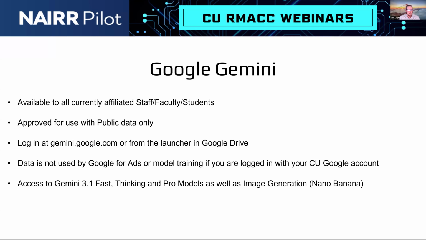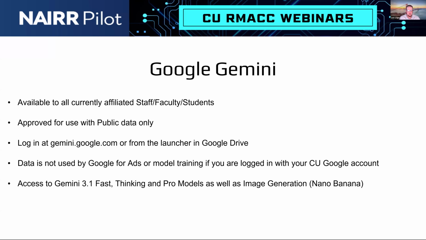The way that you get to it, you can go directly to gemini.google.com and log in with your CU credentials. If you're already logged in to Drive on the web interface, you can go to the launcher in the top right and get to Gemini from there as well. One thing to note here is if you have a personal Google account that you're logged into in your browser, I would recommend logging out of that or even trying opening a different browser just to make sure that you're actually logging into your CU Google account.